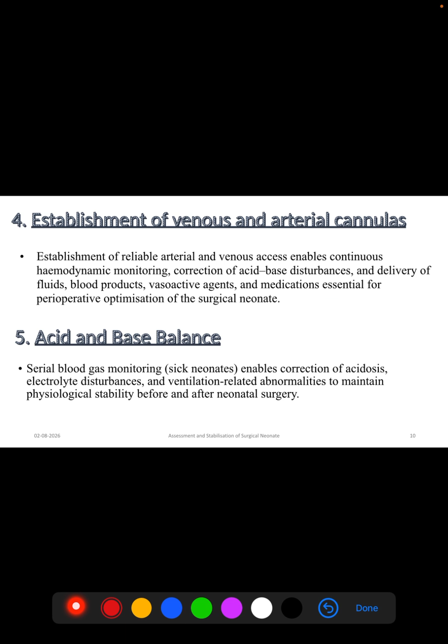Then the establishment of venous and arterial cannulas. अब आपका बच्चा हमने उसको नॉर्मल थर्मल रेंज में ले आए हैं, हमने उसका रेस्पिरेटरी सिस्टम देख लिया, हमने उसका CVS देख लिया है. Now we have to establish the venous and arterial cannulas. Venous cannulas we have to look for, है ना. So reliable arterial and venous access will enable us continuous hemodynamic monitoring, correction of the acid-base disturbances wherever required, and the delivery of fluids, blood products, vasoactive agents, and medication that is essential for perioperative optimization of the surgical neonate.